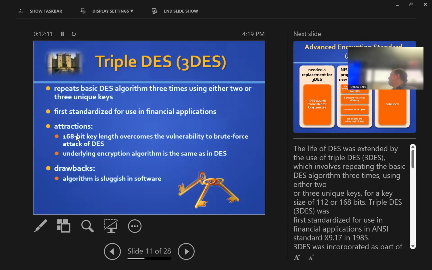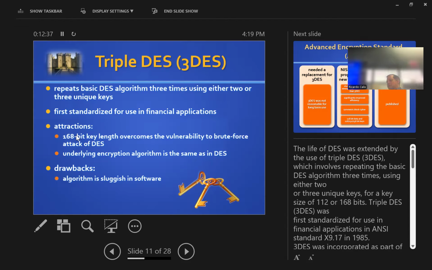Triple DES. Just briefly, I'll show something a little later. It repeats the basic DES algorithm 3 times using either 2 or 3 unique keys. That's the other point I forgot to mention: it's not the same key. So think about it. If you break one key, then you have to break the other key, and then you have to break the third key, right?